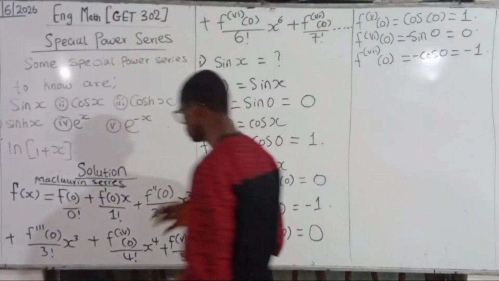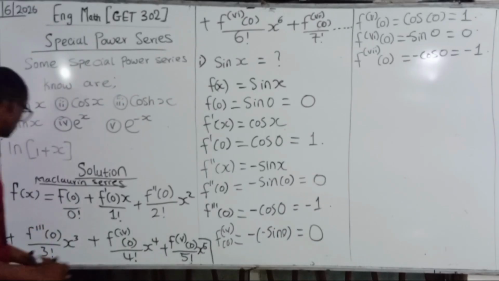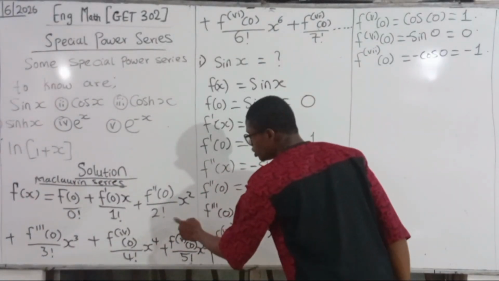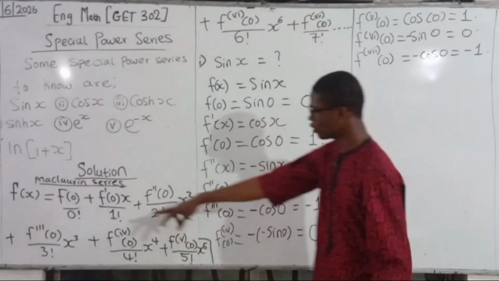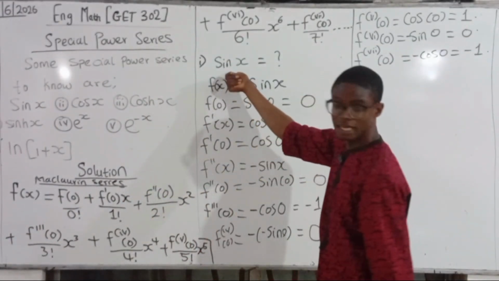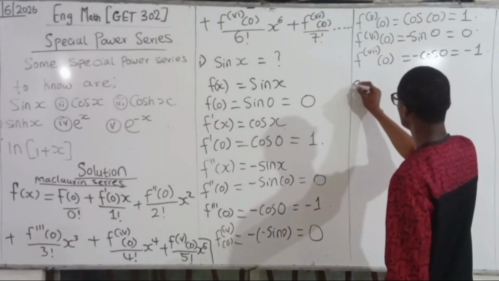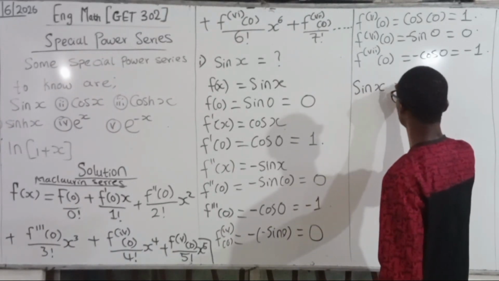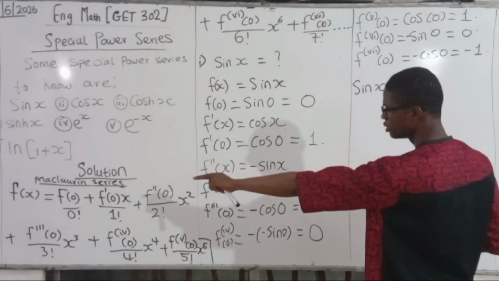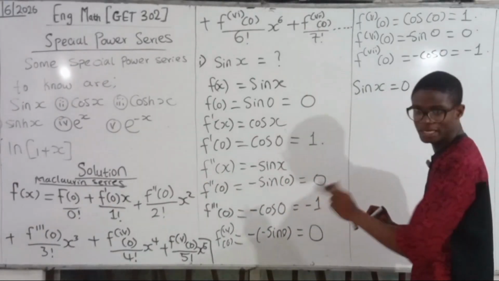Okay. So now, substitute back into this place. We've gotten the Maclaurin series, so we'll substitute back into this equation. Because in our own case now, this f of x is the sine x that we're talking about. So the Maclaurin series for sine x will give you this f of 0. What is our f of 0? 0.